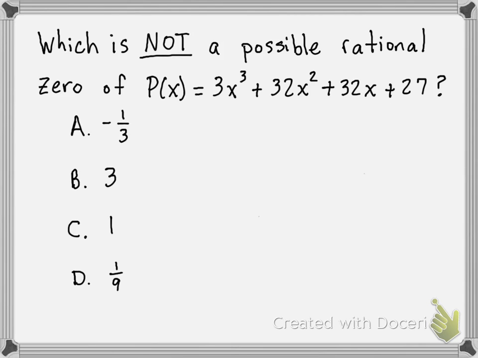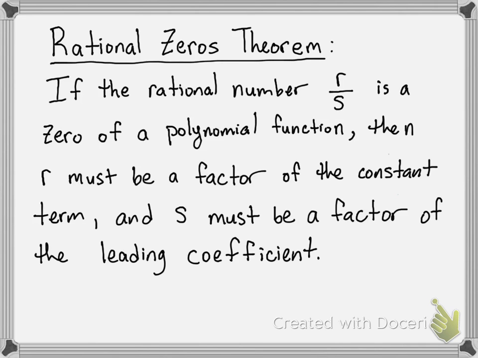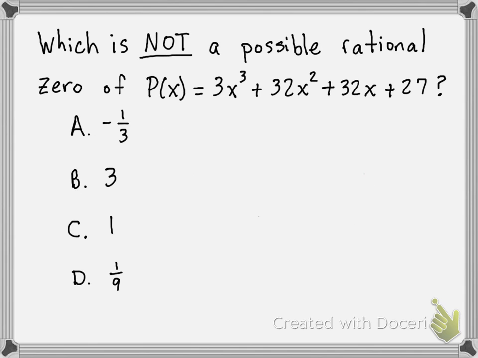So if we look at this rational zeros theorem, it says if the rational number r over s is a zero of a polynomial function, then r must be a factor of the constant term, and s must be a factor of the leading coefficient. Right? So we're going to use this theorem to get this list of possible rational zeros. Right? So I'm going to go back to this first slide here.